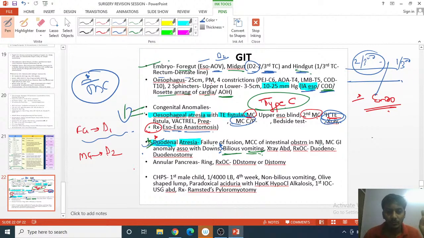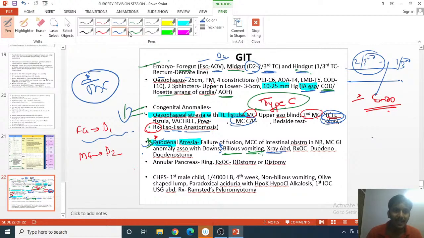Okay, so you need to differentiate it from the CHPS. I'll talk about it further. So याद रखना, duodenal atresia में there is bilious vomiting, whereas in CHPS there is non-bilious vomiting. Just remember this. Moving further, तुम सबसे पहला investigation क्या करोगे?